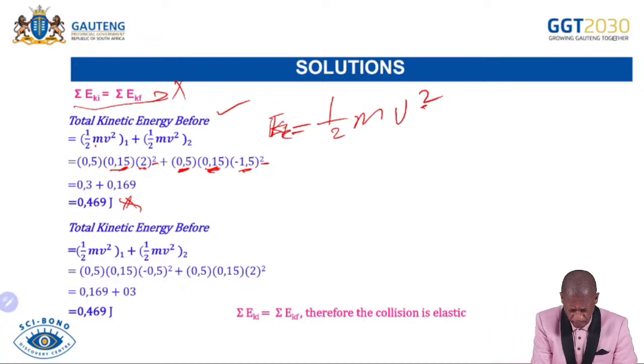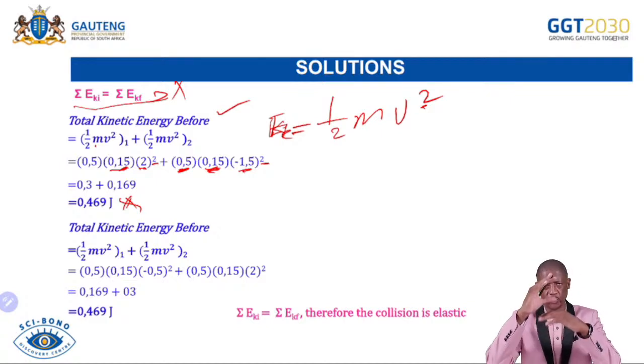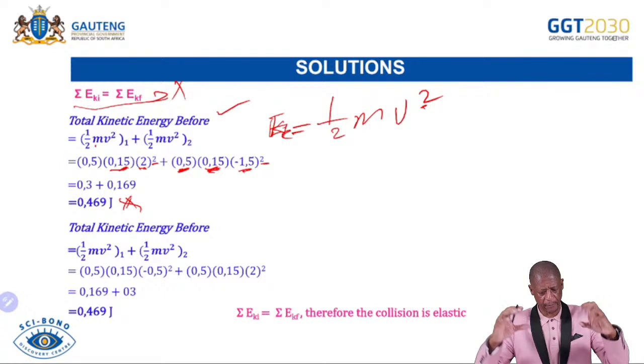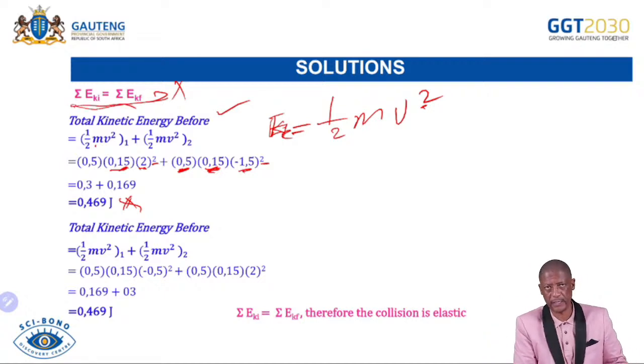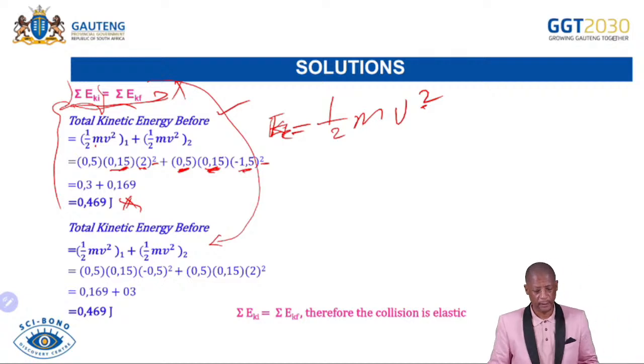Then you go to after, then after collision. Remember, I said you do it separately. You don't equate them as this one says. But you do this one first. This is the calculation for this one. Then you do the other one, right?